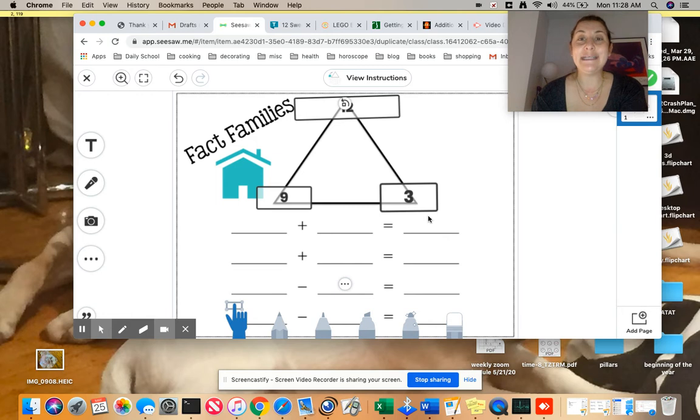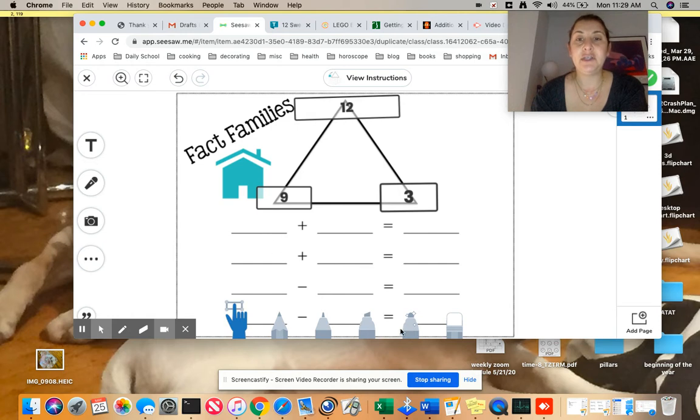Now, my next step is I have to fill in all of these blank number sentences with my fact family numbers. Remember, you have to think about the fact that you can only use these 3 numbers in all of your number sentences. So I can't say 12 plus 9 equals something else because then I'm going to leave out my 3. And I can't say 9 minus 3 equals 6 because then I'm leaving out my 12. So we have to be really, really mindful about only including these 3 numbers.